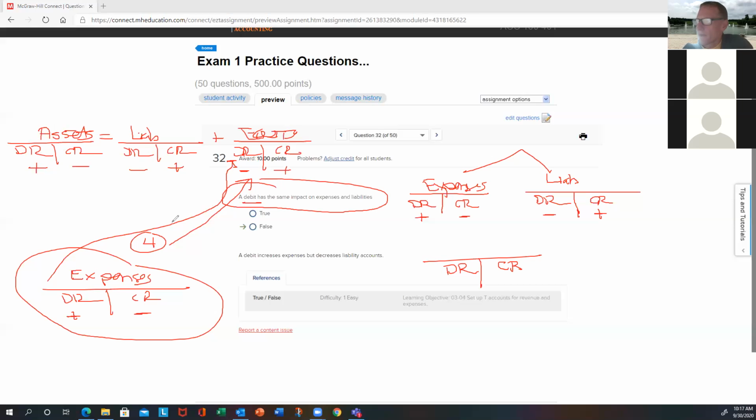So the way a debit affects an expense is that it would be increasing the expense. The way a debit would affect a liability, the rule says it would be decreasing the liability. So that's why the statement would be false. Does that help a little bit? Does that make sense?